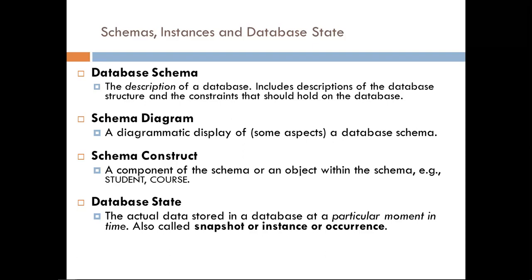Next, database state. Database state means the actual data that is stored in the database at a particular time. In our example, we had stored 3 students. Those 3 students' values, or the data present in the table, become the database state. State means the current data. The other terms used for the database state are snapshot, instance, or occurrence.